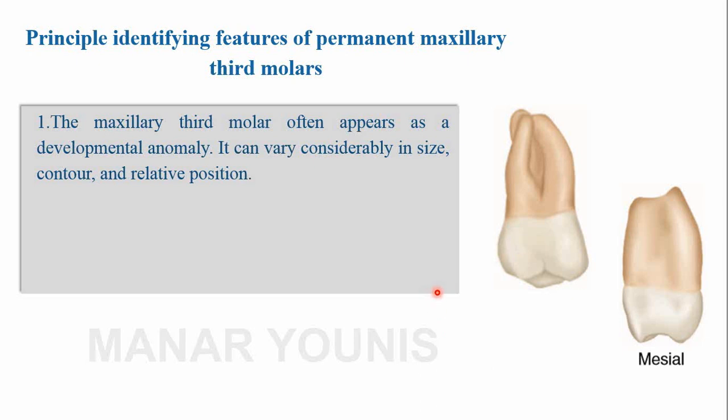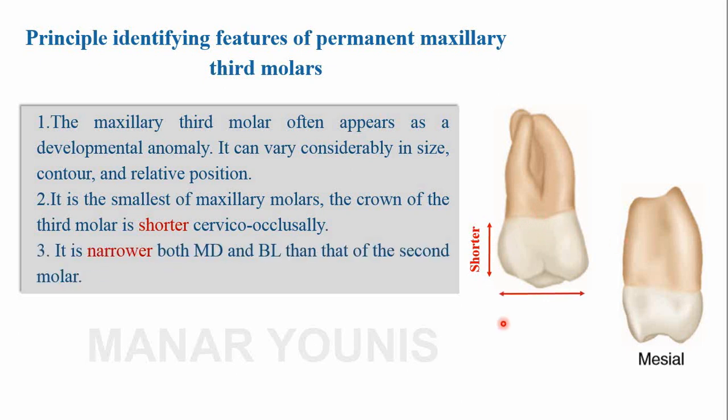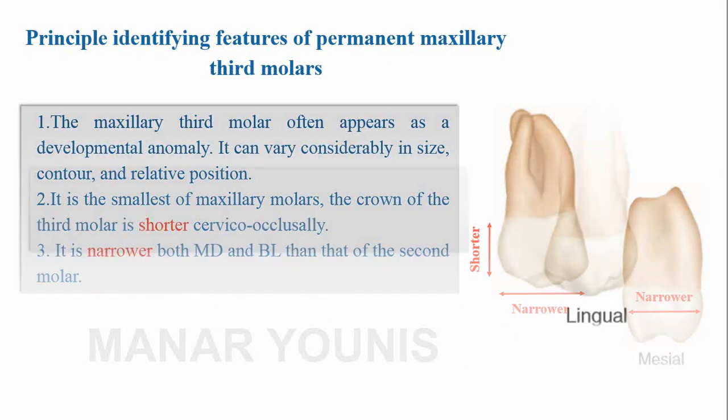The maxillary third molars often appear as a developmental anomaly. As was mentioned before, they can vary considerably in size, contour, and relative position. It is considered the smallest of the maxillary molars. The crown is shorter cervico-occlusally compared to the maxillary second and first. Also, it's narrower both mesiodistally and buccolingually. Therefore, it's considered the smallest of the maxillary molars.